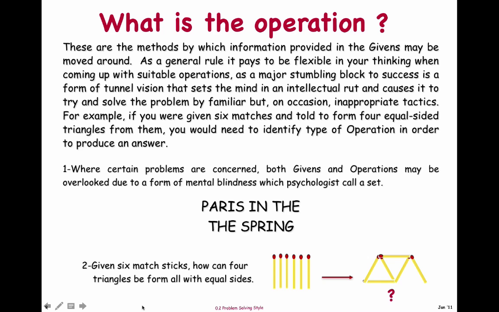where certain problems are concerned, both given and operation may be overlooked due to a form of mental blindness, which psychologists call a set. Read this statement. Did you read Paris in the spring? Or did you read Paris in the the spring? If you notice, there's 2 the's here. In our way of trying to read fast, our brain already shuts down the second the because it's illogical. Again, you're overlooking the given and proceeding with an operation that's incorrect.